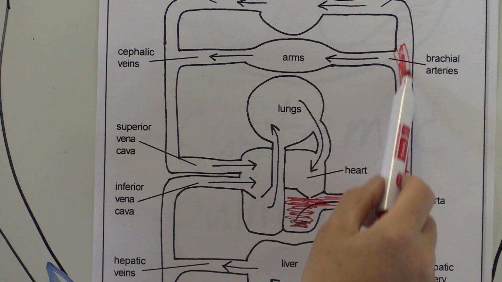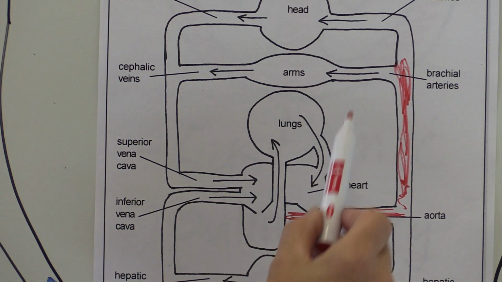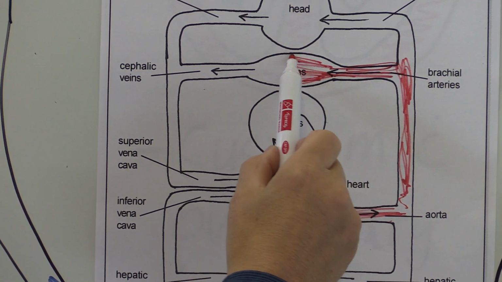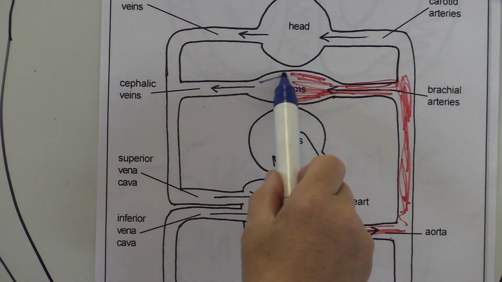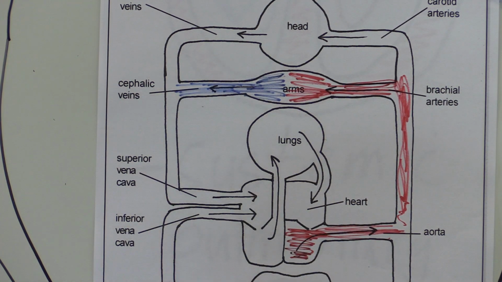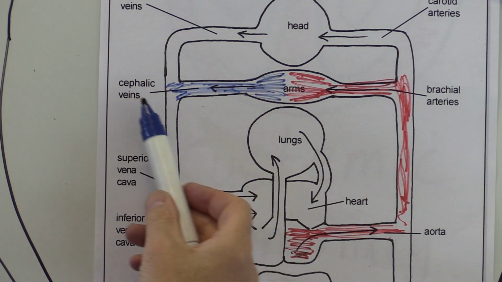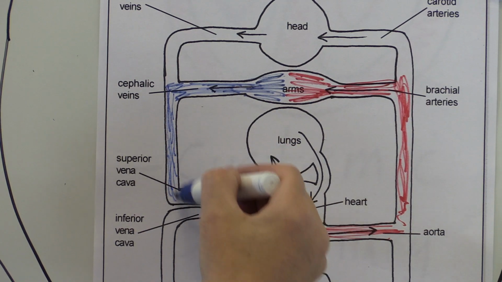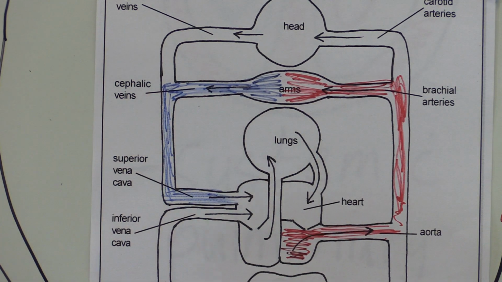Some is going to go to the arms via the brachial arteries. The large artery in the top of the arm is the brachial artery, carrying the oxygenated blood to the arms and the hands. Of course, as that goes through the tissues, it will give up its oxygen and become deoxygenated and will drain as dark red, partially deoxygenated blood into the veins. We notice one of the large veins in the arm is called the cephalic vein, and that is eventually going to drain back into the superior vena cava to go back to the right atrium.